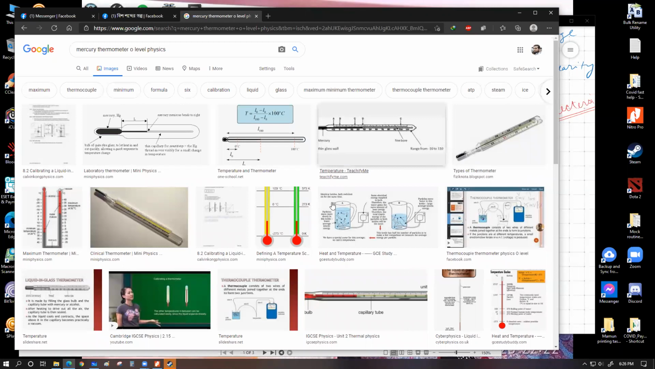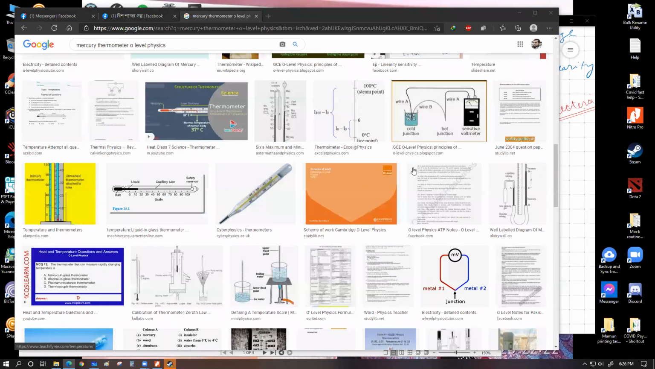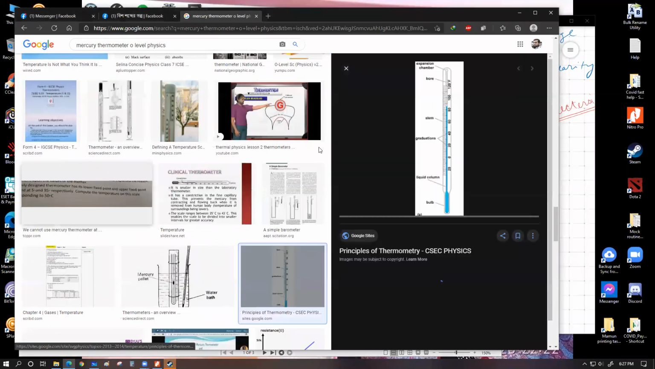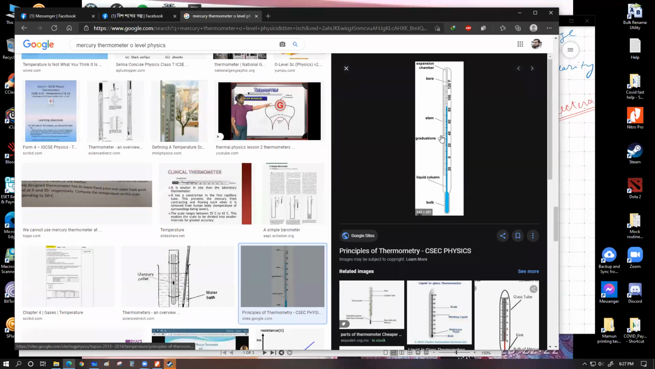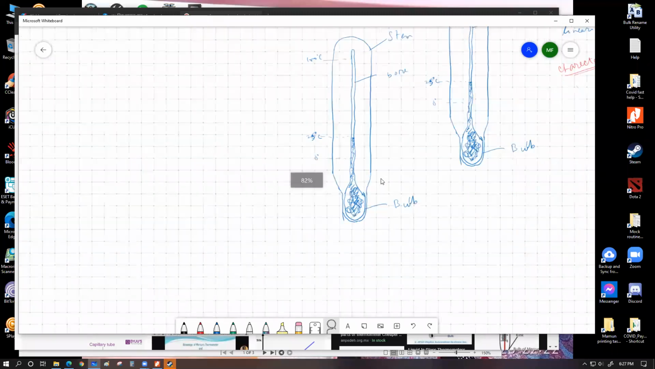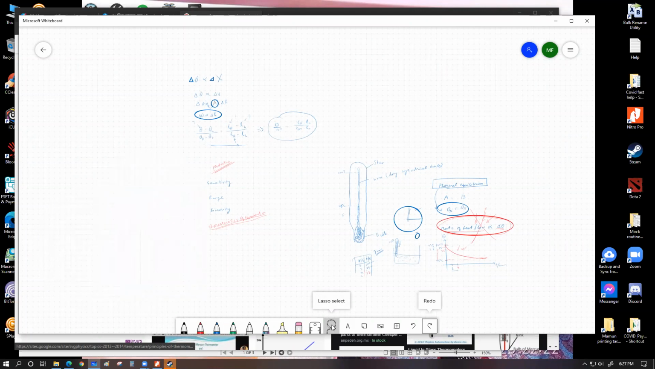Boom. Now we have the good figures that we are looking for. So if you try to find out a good thermometer picture, yeah, this is good. I like this one. Copy image. Let me get rid of all of this stuff. Good.